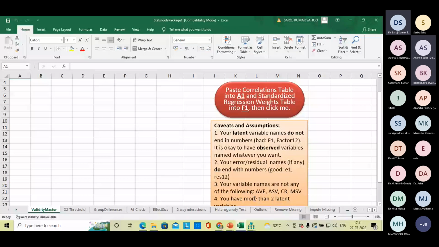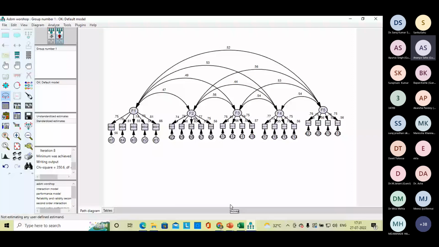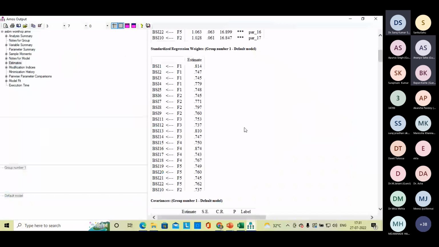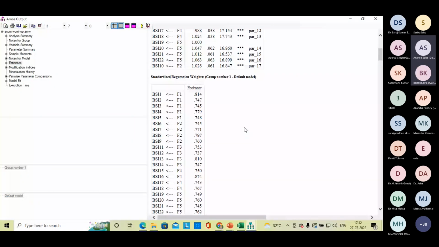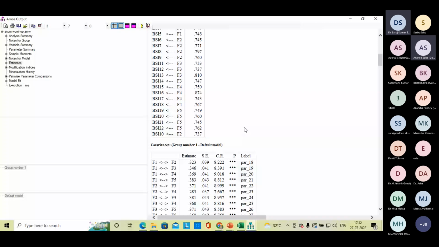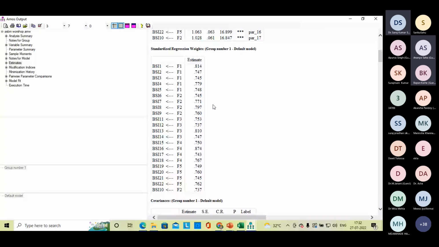Now go to the Amos output screen. Please copy the entire table of the standardized regression weights. First make a left click, then right click, then copy. I am doing it, look at here, standardized regression weight values. First left click, then right click, then copy. Copied it.